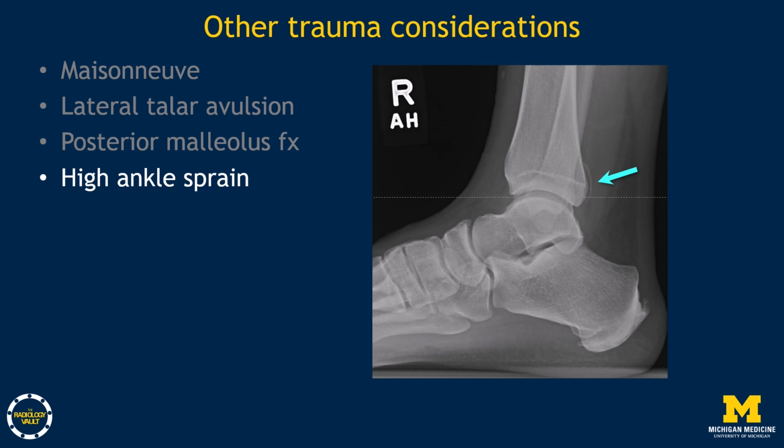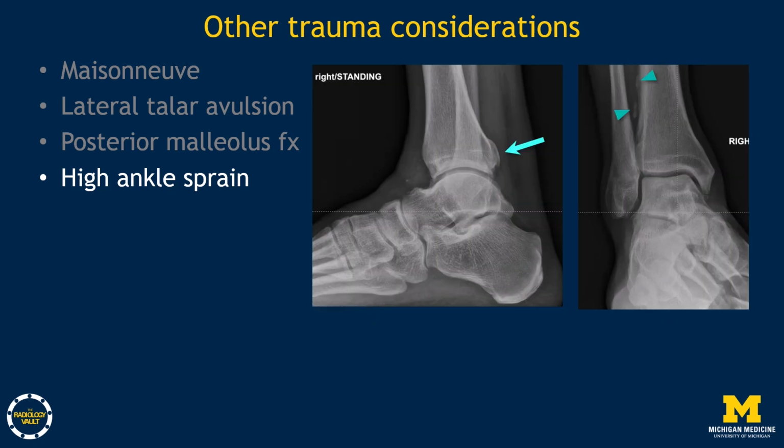This patient is a week or so out from an ankle injury and there is a thin periosteal line adjacent to the posterior malleolus. This is not a posterior malleolus fracture, but a sign of a prior high ankle sprain.